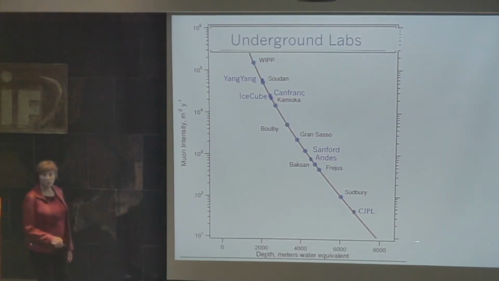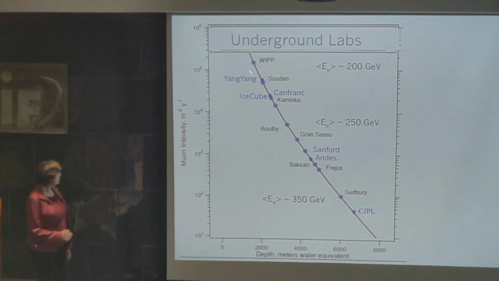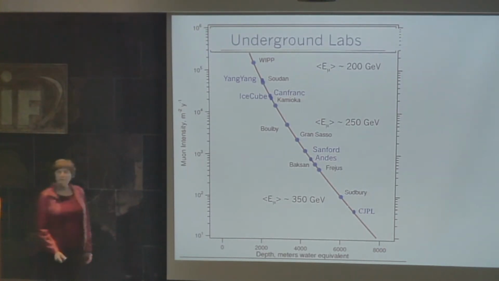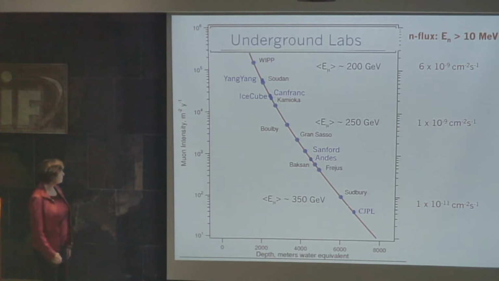These are just some of the underground labs. And you can see how the muon intensity goes down by order of magnitude until you get to the deepest one, which is the one in China. Sudbury is quite deep as well. Note, though, that as you go deeper, your spectrum of muons gets harder. So the average is around 200 GeV, and it's up at 350 GeV at Sudbury. So it's not just enough to talk about getting the muon intensity down.